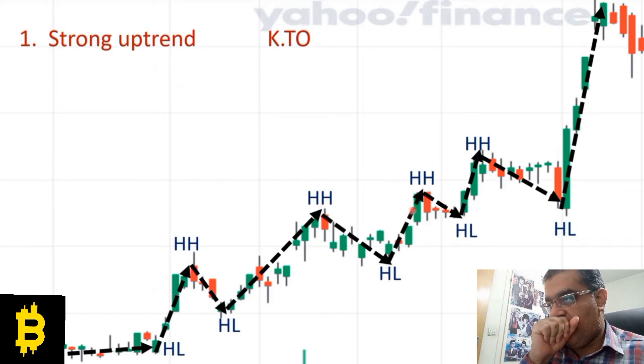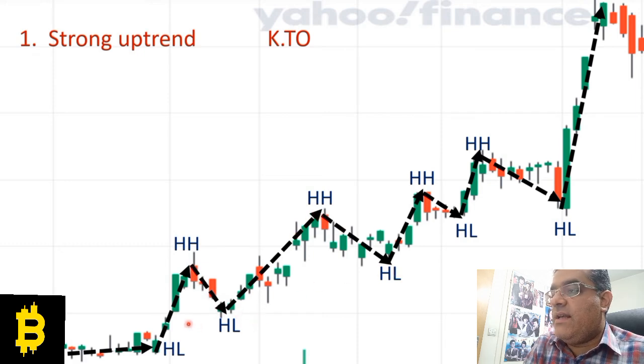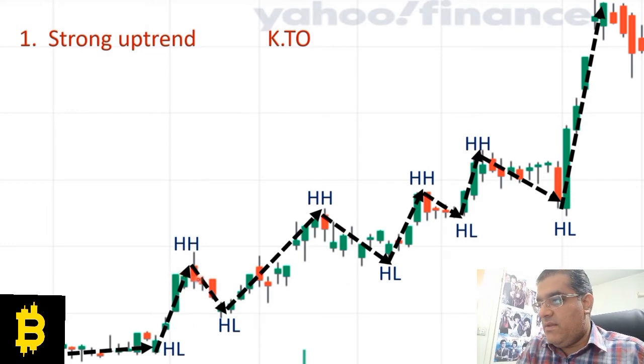In general, we have three types of market when we are dealing with price action: strong upward, strong downward, and sideways trend. This is Yahoo Finance stock on a 1 day time frame. Each candle represents one day of trading.